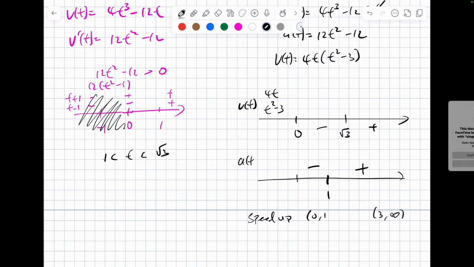From 0 to 1. Why 0 to 1? They're both negative. When does it slow down? Do you see slow down? I see slow down here. 1 to root 3. Does that make sense? Because it has a positive here, it has a negative here, between here and here. Do you see that?